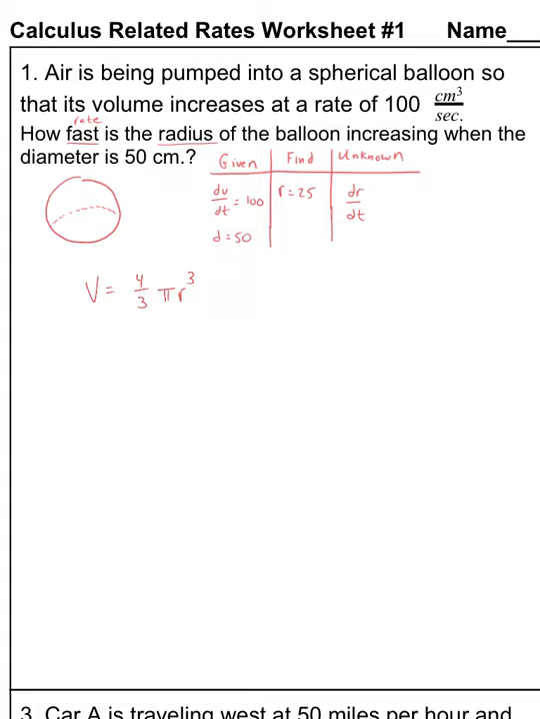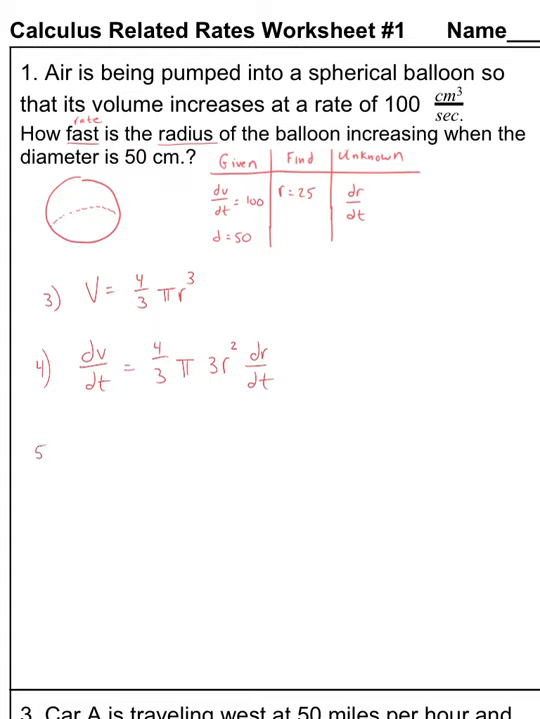We take the derivative. The derivative of V using the chain rule is dV/dt, same as V prime. 4/3 pi comes along for the ride. And the derivative of r cubed using the chain rule is 3r squared dr/dt. There is the derivative. So again, the third step is the equation. The fourth step is the derivative.